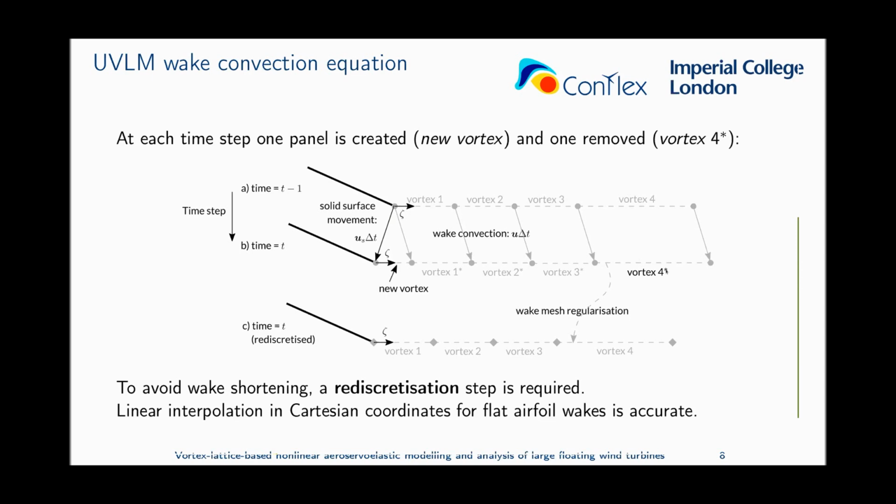If we do this in a non-uniform discretization, we will end up with a very short wake at the end of, I don't know, maybe 100 time steps. And that will reduce the accuracy of our computations a lot. So what we need to do after every time step is a step of mesh regularization, or remesh the wake that we have. For the cases of airfoils with flat wakes, we can just do linear interpolation in Cartesian coordinates, and this is very simple and works very well.